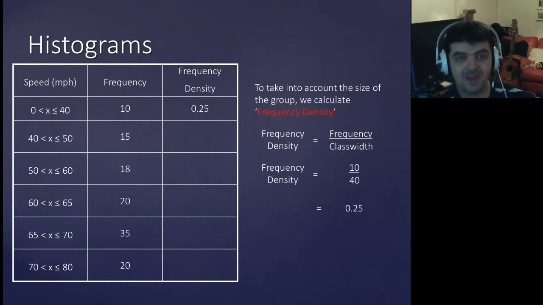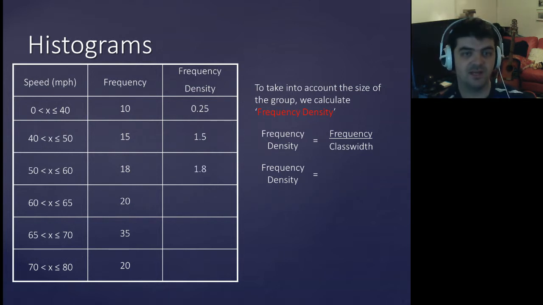Okay, with that in mind, let's see. The next one's 15. And the class width is 10, 50 minus 40. So that gives us 1.5. Next one, we have 18 over 10, which is 1.8. We have 20. The class width of the next one is 65, take away 60, which is 5. So we have 20 over 5, which is 4. And the next one, we have 35 over 5, which is 7. And the last one, we have 20 over 10, which is 2.